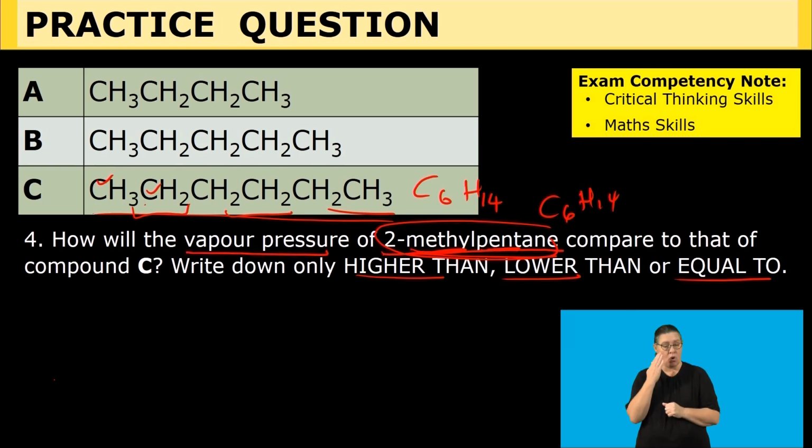We do know that if a substance has a higher melting point and a higher boiling point, it needs to have a lower vapor pressure. But if a substance has a higher vapor pressure, it needs to have a lower boiling point. So comparing these two, this is a straight chain, that's a branched one. A branched molecule requires less energy to overcome the intermolecular forces as compared to a straight chain. That means the 2-methyl pentane is going to have a lower boiling point and also a lower melting point, which means it is going to have a higher vapor pressure as compared to compound C. So the answer to this question is going to be higher than.